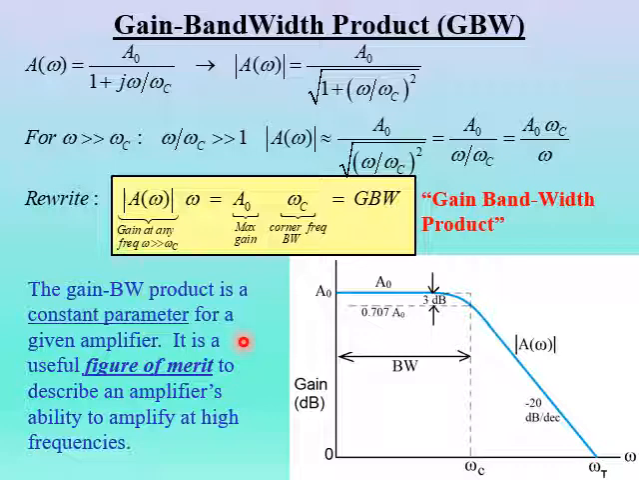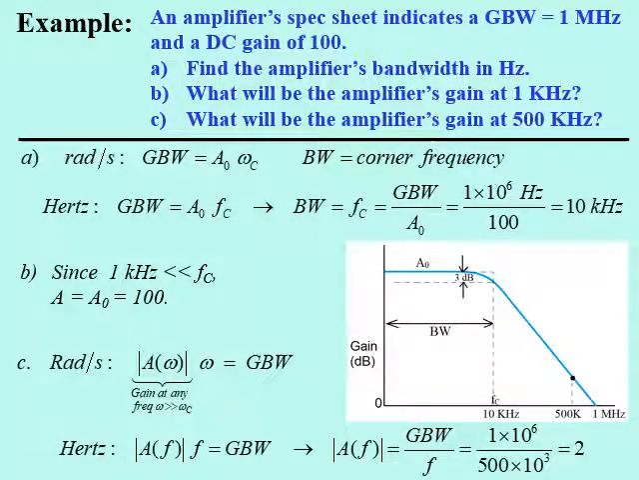It's a very useful figure of merit to describe an amplifier's ability to amplify at high frequencies. So a higher gain bandwidth product is a desirable feature for an amplifier because that means we're going to have a larger bandwidth and or a larger gain for our amplifier, both of which are desirable properties.